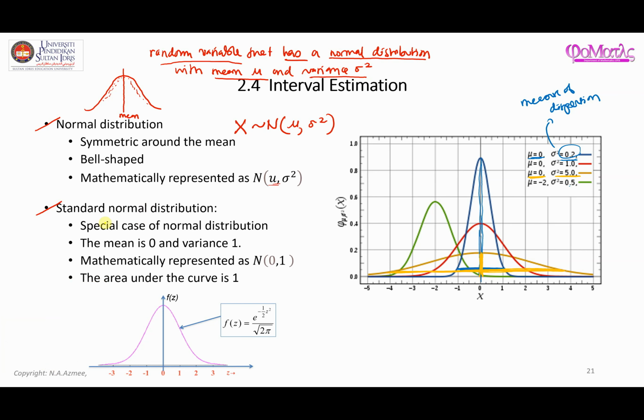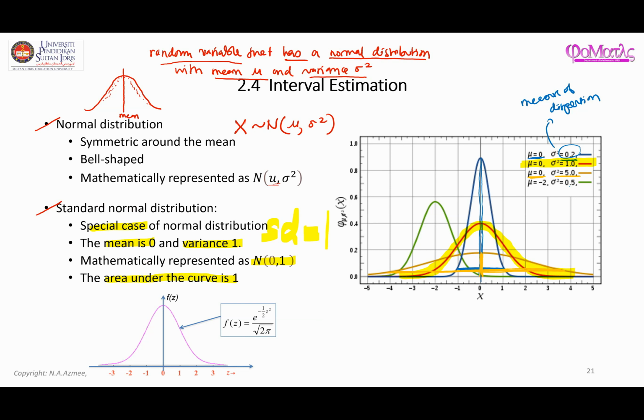The standard normal distribution is a special case of normal distribution where the mean is going to be 0 and variance is equal to 1. It can be mathematically represented as such, and because the variance is 1, of course, your standard deviation is also going to be equal to 1. Now, this is the standard normal distribution, since we have here the mean equal to 0 and the variance equal to 1. Now, the area under the curve is 1. So if you have a standard normal curve, the area under the curve is going to be equal to 1.